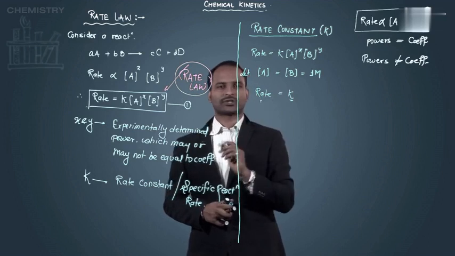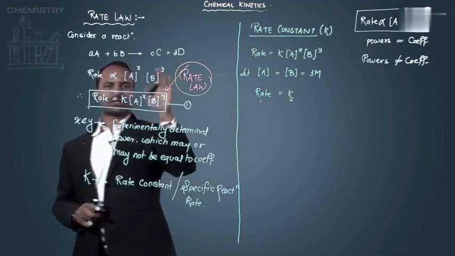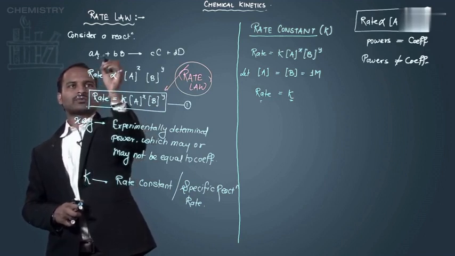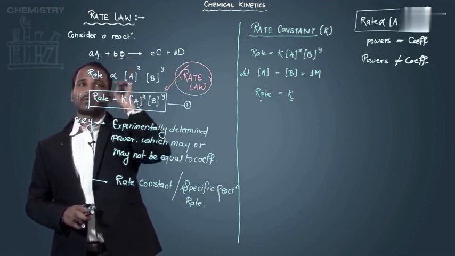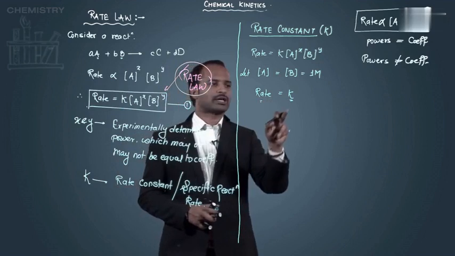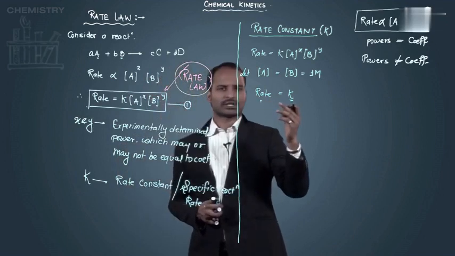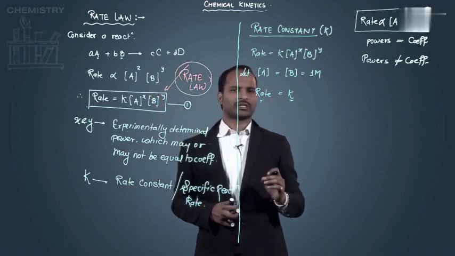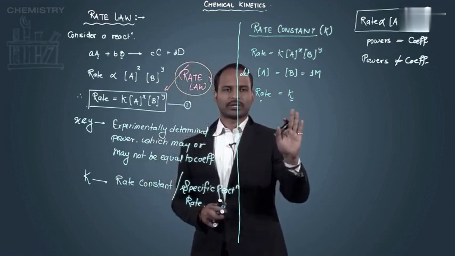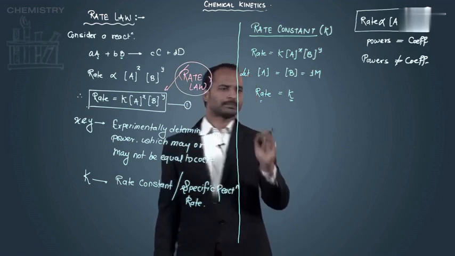What is the rate constant? It's nothing but the rate of reaction when all the concentrations are equal to 1 molar. Suppose I have this particular reaction and I want to know the rate constant. Consider the concentration of both A and B as 1 molar, and whatever rate of reaction you get will be the value of K. For a given reaction, the value of K is always constant. It only depends on one factor, that is temperature. There is no other factor.